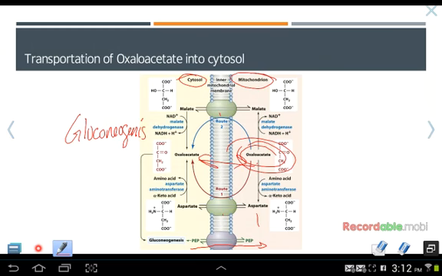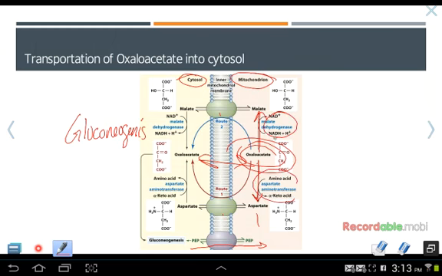I'm just going to call it OXA. Okay, so OXA must first be transformed into aspartate or malate. Both of these utilize enzymes.